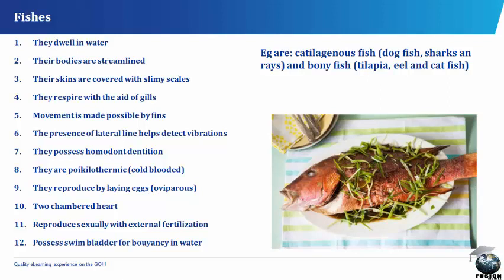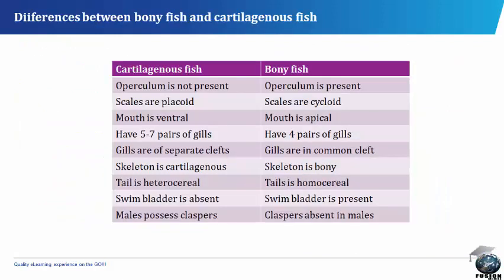Examples of cartilaginous fishes are dogfish, sharks, and rays. And for bony fish, we have the tilapia, the eel, and the catfish. The differences between the bony fishes and the cartilaginous fishes are: for the cartilaginous fish, operculum is not present, and for bony fish, it is present.